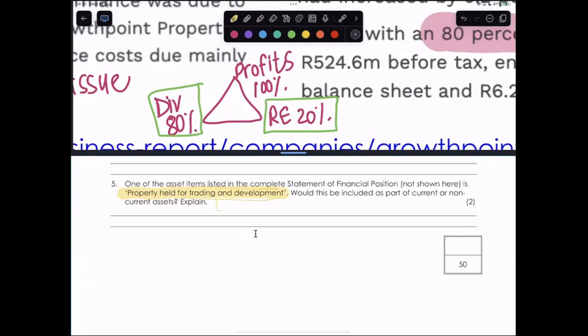Trading means buying and selling, and specifically buying and selling in the normal course of business. And if it's in the normal course of business, it means it's part of your operating activities, which means that this would actually be a current asset. And that is actually where it was shown.